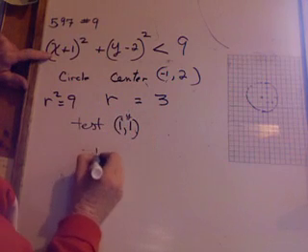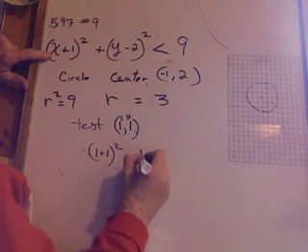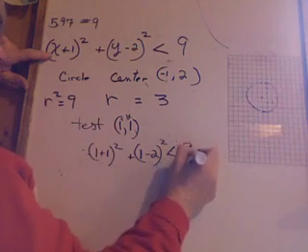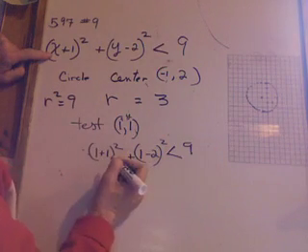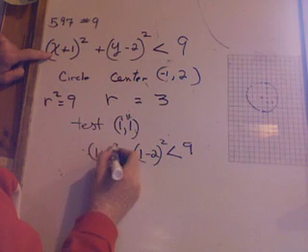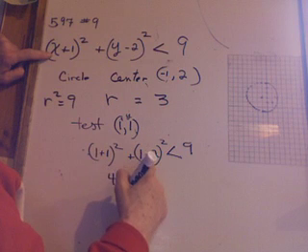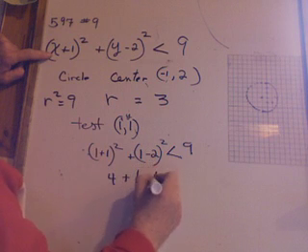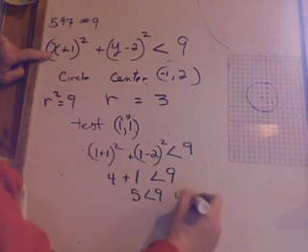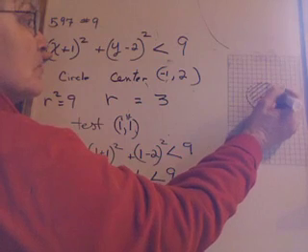So (1 plus 1) squared plus (1 minus 2) squared is less than 9. If that's true, then I shade inside the circle. What's 1 plus 1? 2 squared is 4, plus 1 minus 2 is -1, squared is 1, less than 9. Is 5 less than 9? Yes, that means I shade inside the circle.